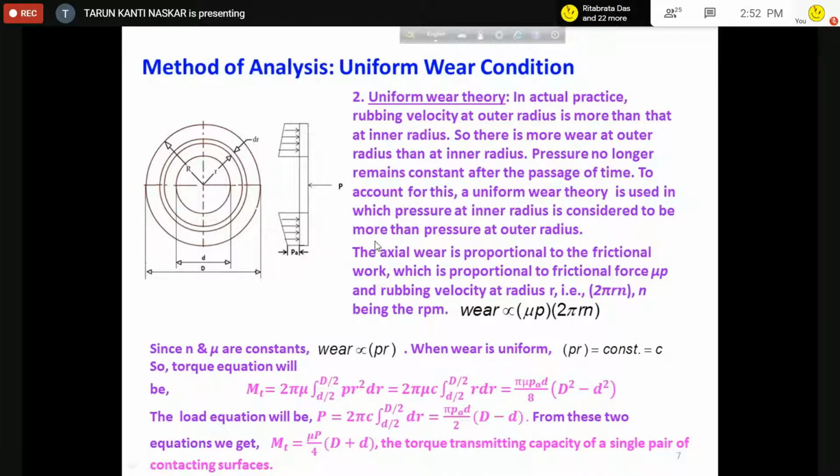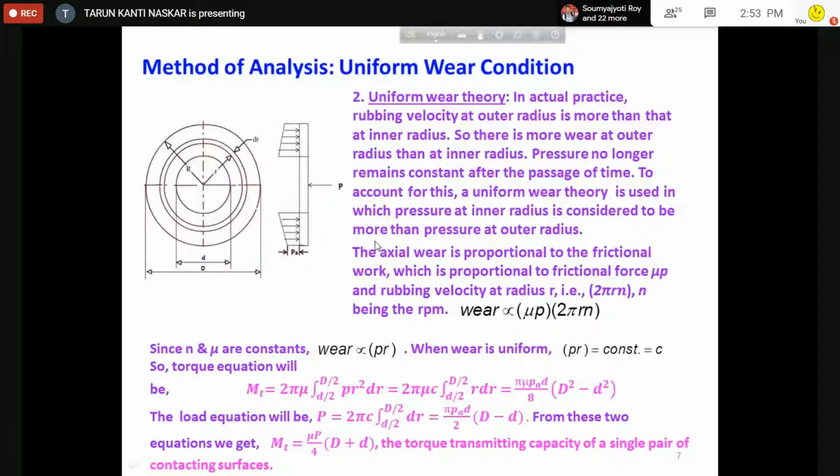So the position is, we have to consider in fact uniform wear condition, because at the beginning there is uniform pressure condition, but the uniform pressure condition becomes abolished. It becomes absent after some passage of time. So obviously there will be uniform wear condition.